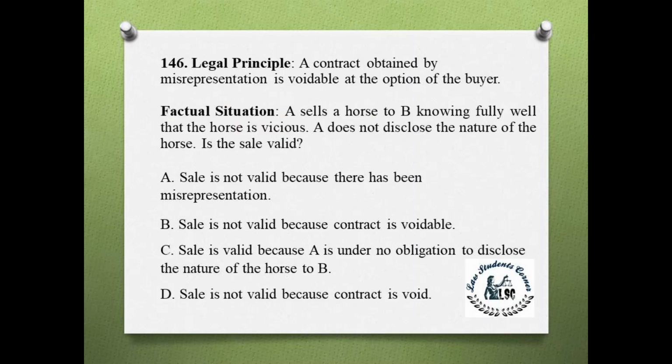Question number 146. Legal principle: A contract obtained by misrepresentation is voidable at the option of the buyer. Factual situation: A sells a horse to B, knowing fully well that the horse is vicious. A does not disclose the nature of the horse. Is the sale valid? Option A, sale is not valid because there has been misrepresentation. Option B, sale is not valid because contract is voidable. Option C, sale is valid because A is under no obligation to disclose the nature of the horse to B. Option D, sale is not valid because contract is void.